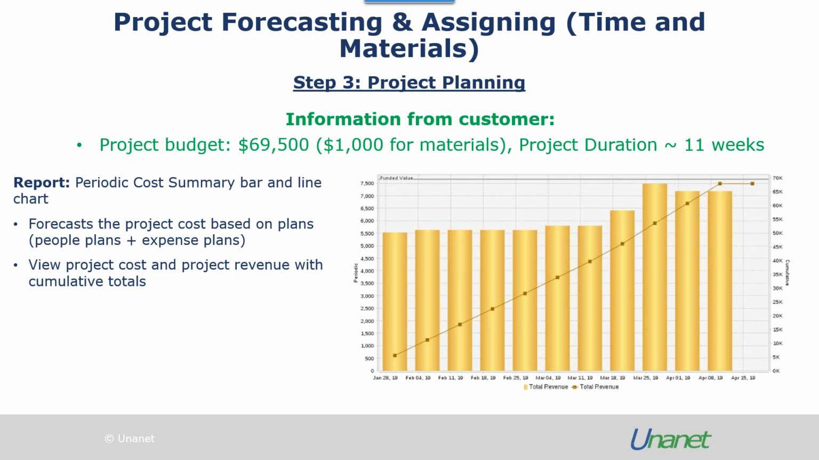And with this report, you can select to view the project cost as well as the revenue, where the difference will then give you your profit margin. But as it's T&M, right now I'm just interested in viewing the revenue. So the line shown here across the graph, this represents the cumulative total, and I can see that it's below the funded value, which is shown by the grey horizontal line across the graph.